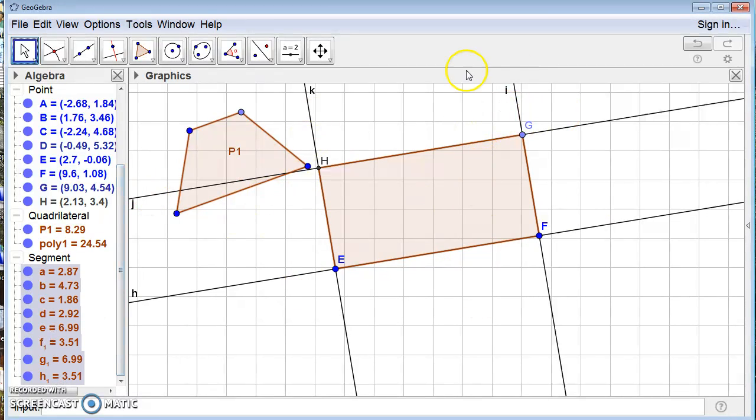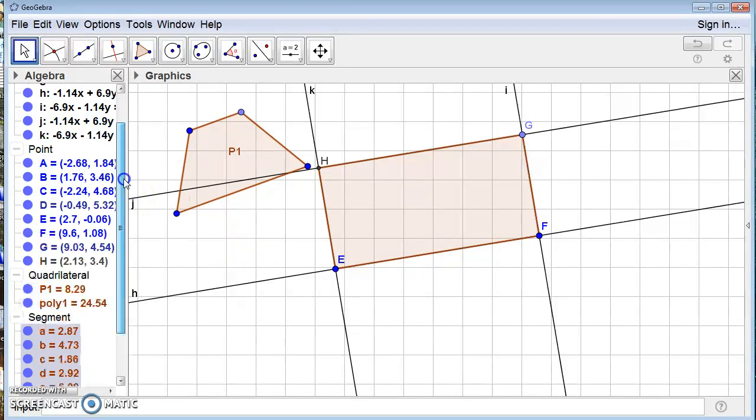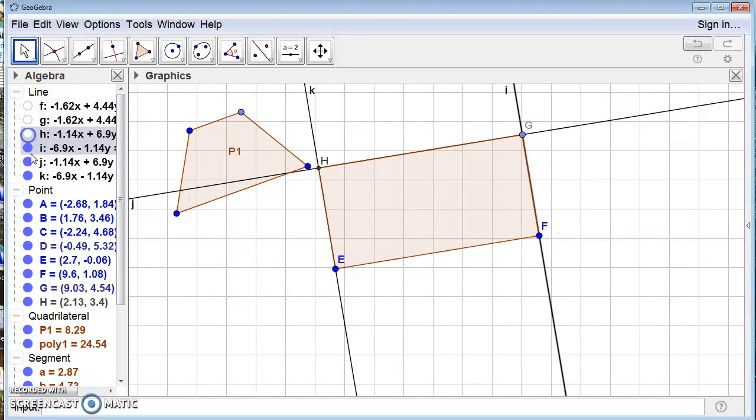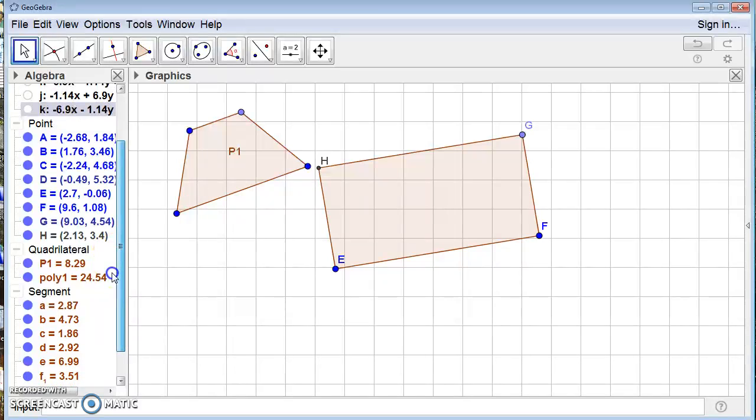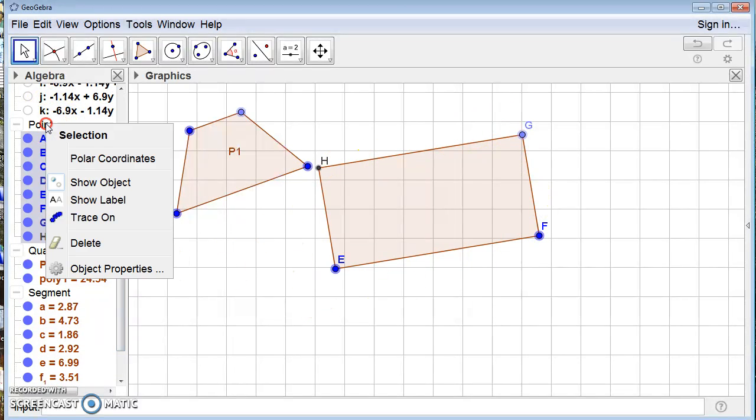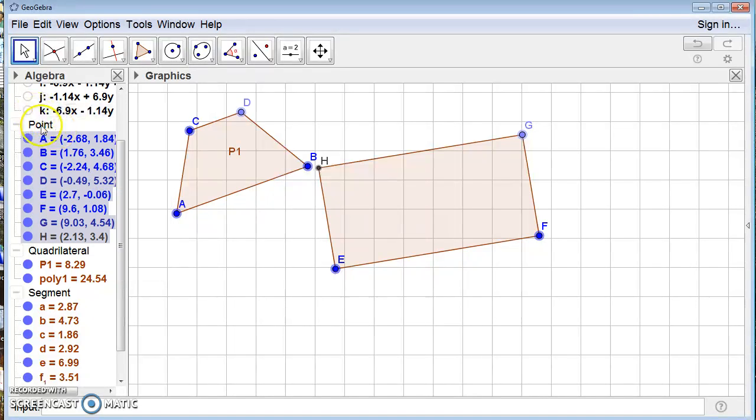Again, I don't want all these lines that were used to create my rectangle, so I'm going to hide all of those lines by clicking on this. That takes care of those. And then I want to hide the labels for my points. So again, I can go back up to the points, show labels, show label again. So now all the labels are hidden. So there we go. I'm good.